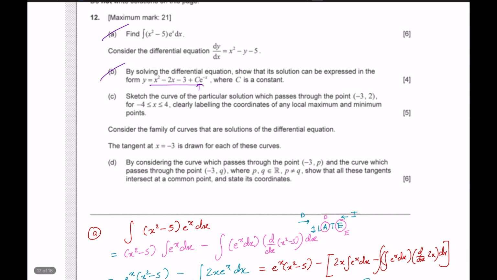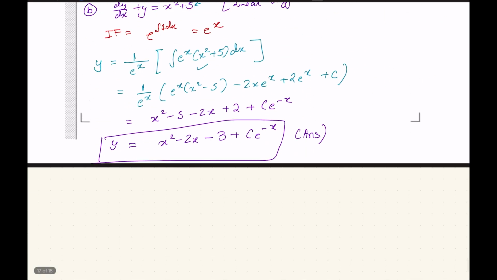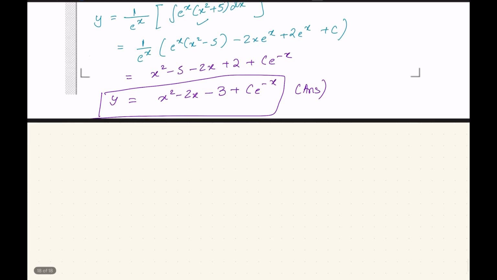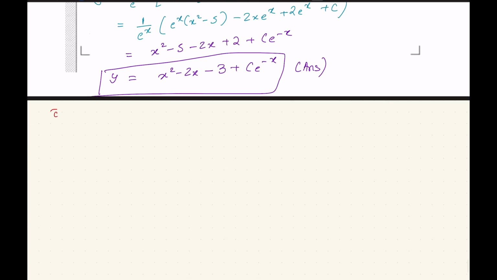Now we have to sketch the curve of a particular solution which passes through the point -3, 2. So, okay. For -3, 2, first I have to find the value of C. If I try to plot it in my calculator, I need C. So 2 equals -3 squared is 9. 2 times -3 is +6, -3, C e to the power of -3 times -3 is 3. From here, e cubed C would be -10.